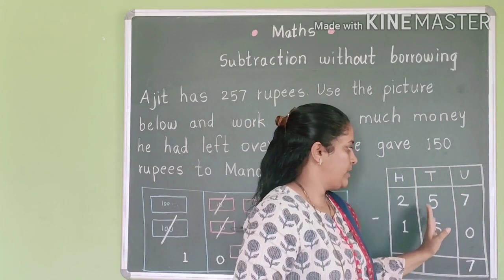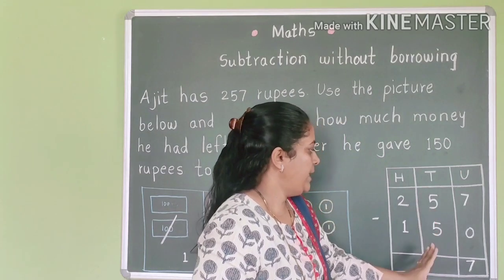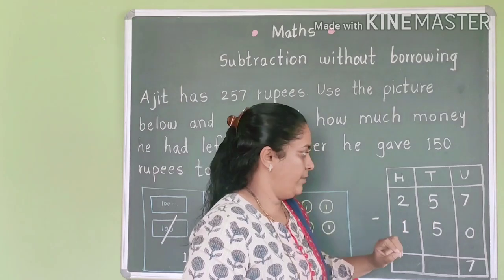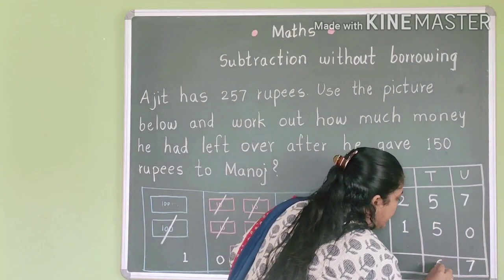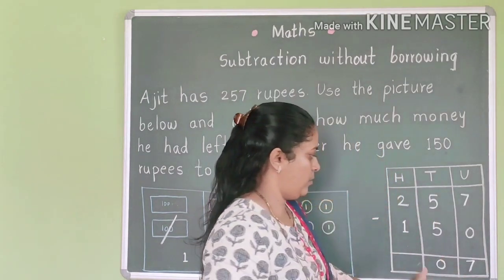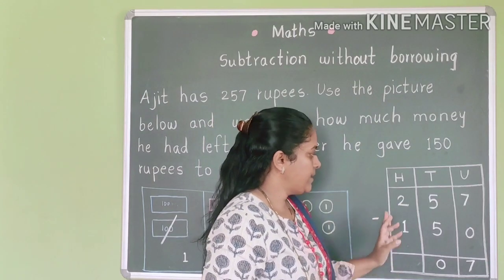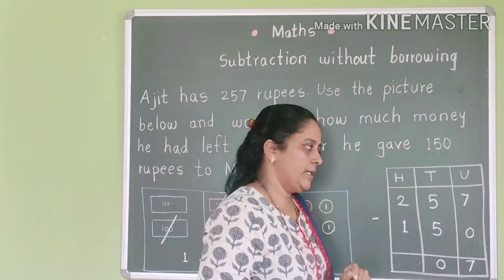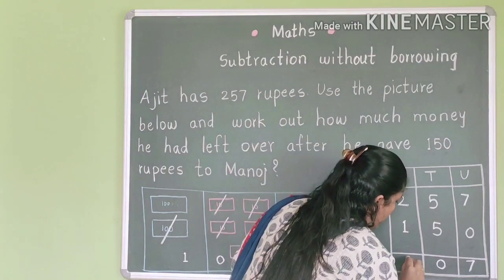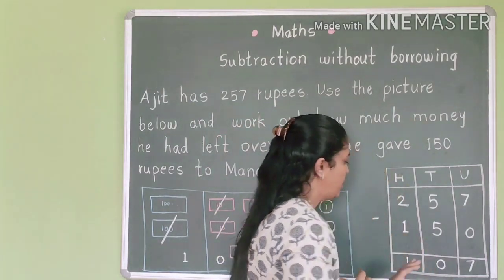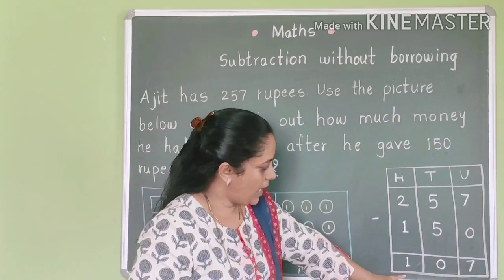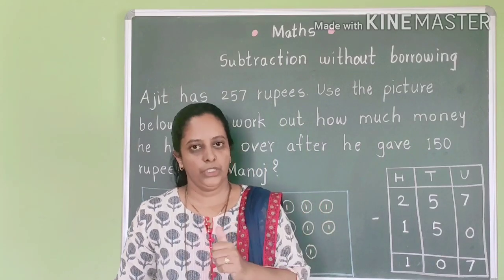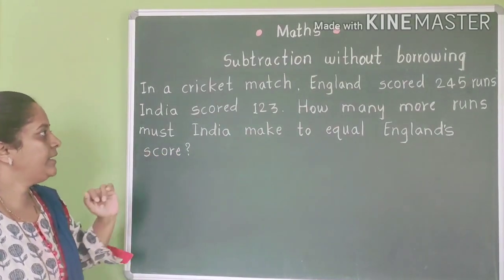Now the next house is tens house. In tens house we are subtracting 5 from 5. So we have nothing left. It's 0. And in hundreds place we are going to subtract 100 from 200. So it remains only 100. So the number here is 107. Get it? Good. Let's see another example.